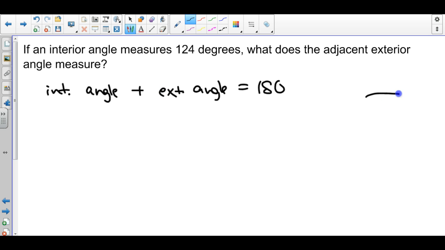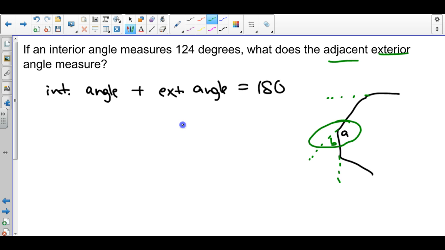The reason for that: if I draw any kind of figure, this is a really ugly figure, but if I pretend this on the inside, I'm going to call this angle A. If I extended a straight line coming from every one of the sides of this polygon, and I looked at just these two angles right here, and I called this B. Well, A is the interior angle. B is what we would call the adjacent exterior angle. Adjacent means it's next to it. So if you added the two of those together, since they're a linear pair, they are supplementary, they have to add up to 180.